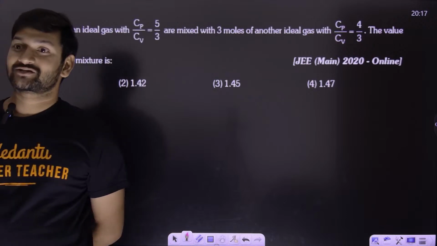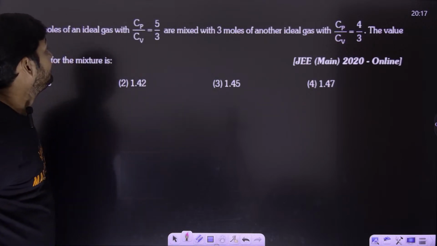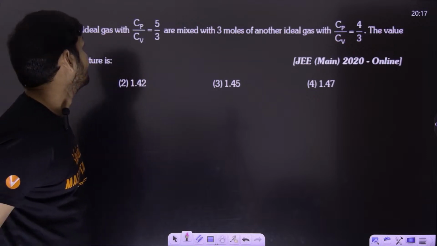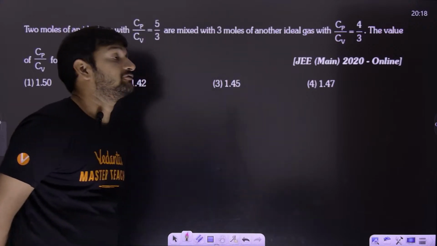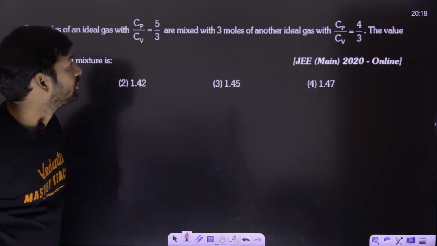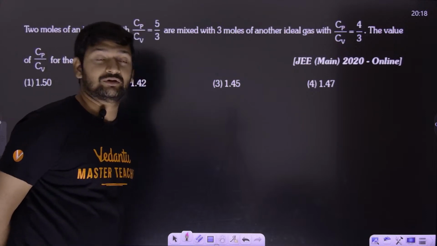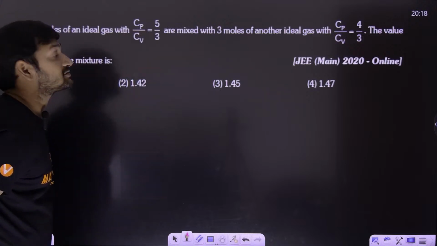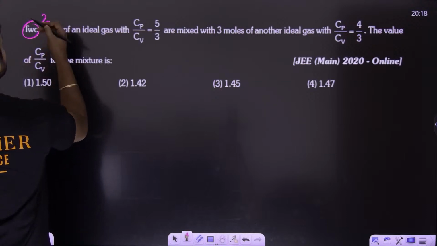2 moles of an ideal gas with Cp by Cv equal to 5 by 3 are mixed with 3 moles of another ideal gas with Cp by Cv 4 by 3. Man, what is happening over there? 4 by 3 is going to be polyatomic. This one is monoatomic. So they have said 2 moles, write it as 2.